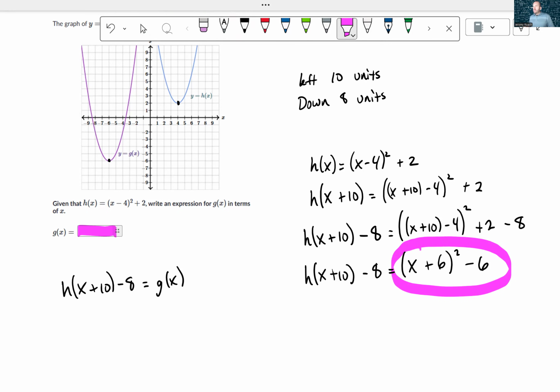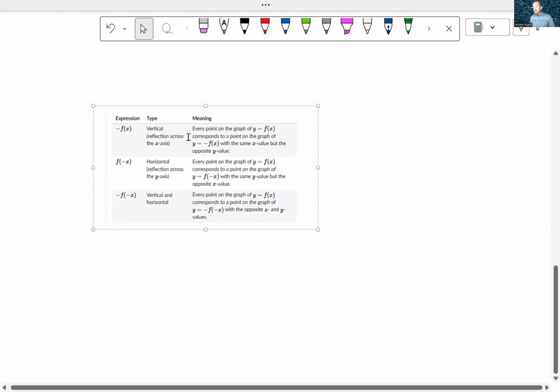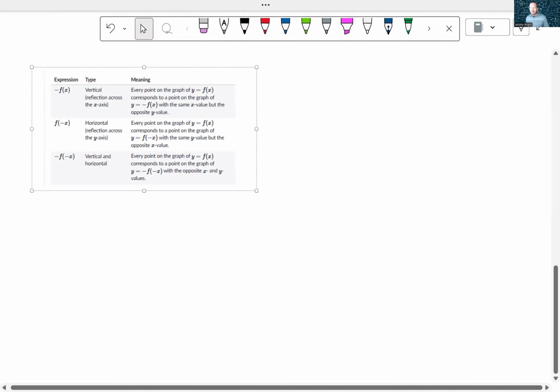Okay. Next, we're going to look at reflecting functions. So functions can be reflected. They can be the same size, but they can be reflected over the graph.